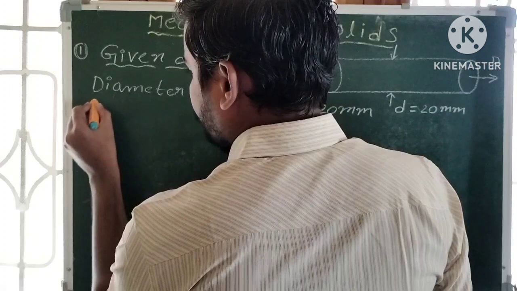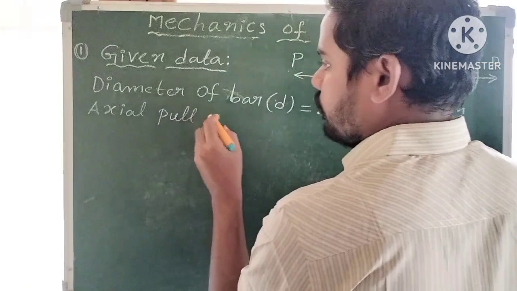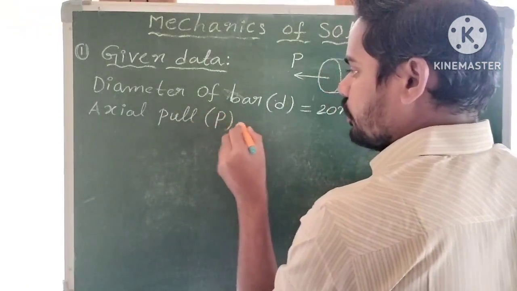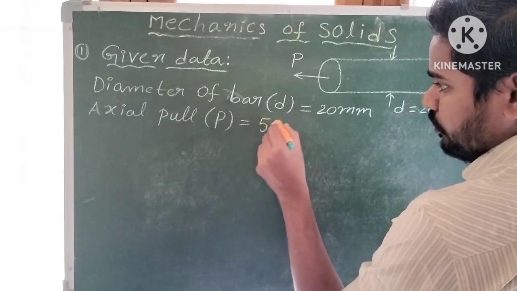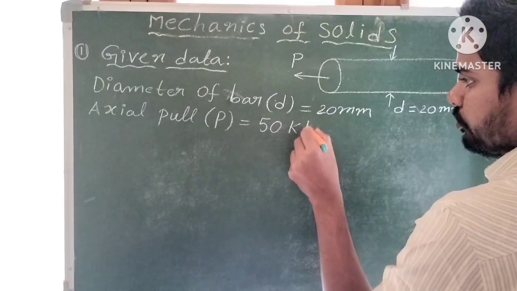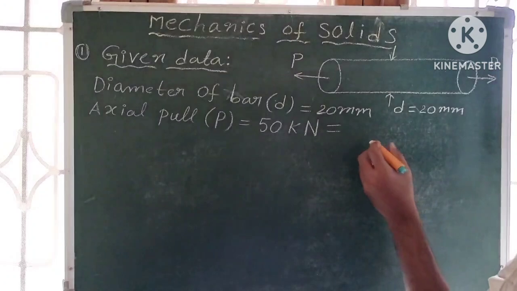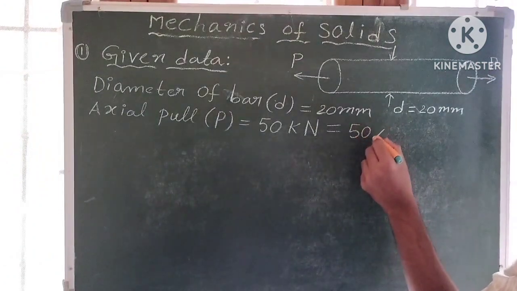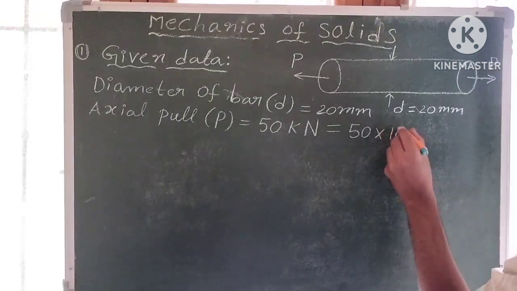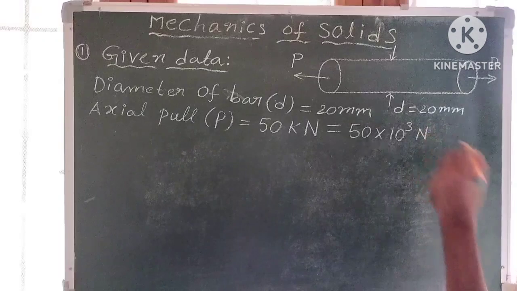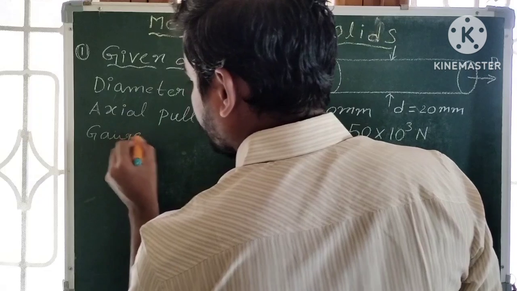And axial pull, small p or capital P is equal to 50 kN. So 50 kN converted into newtons. So 50 into, 1 kN is equal to 10 cube newtons. So 10 cube newtons.